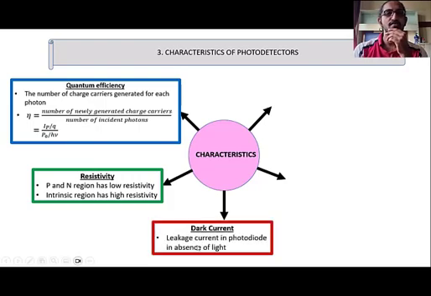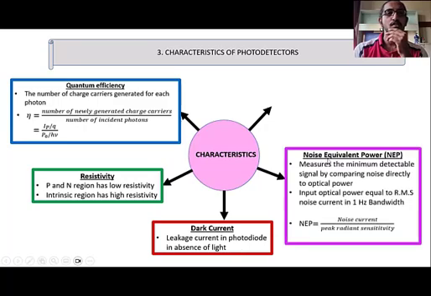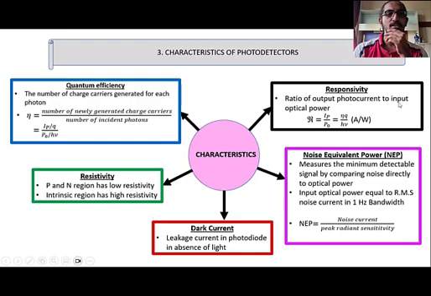Thirdly, dark current refers to a flow of current through a photodiode when there is absence of light. Fourth, noise equivalent power is the minimum input optical power to generate photocurrent, equal to the root mean square noise current in a 1 Hz bandwidth. Lastly, the responsivity is defined as the ratio of output photocurrent to incident optical power, given by this equation, and is measured in amps per watt.